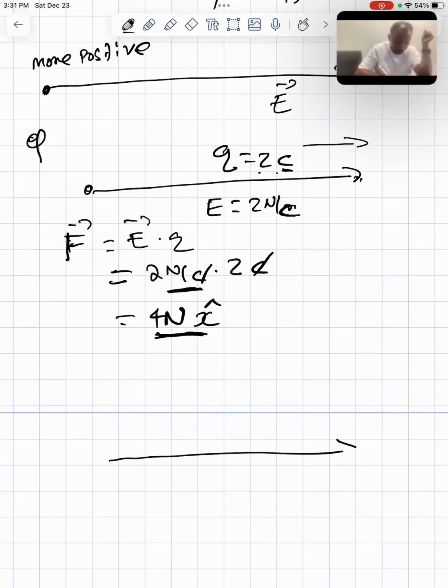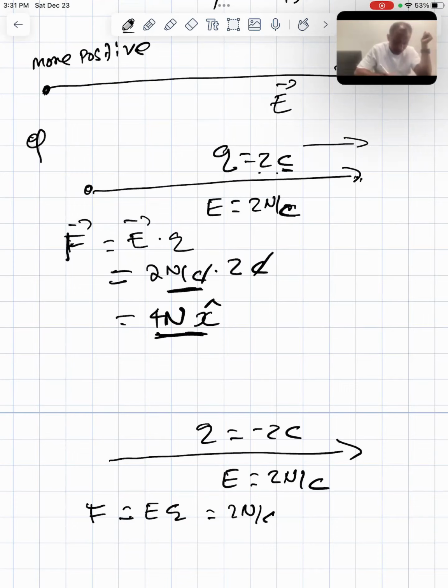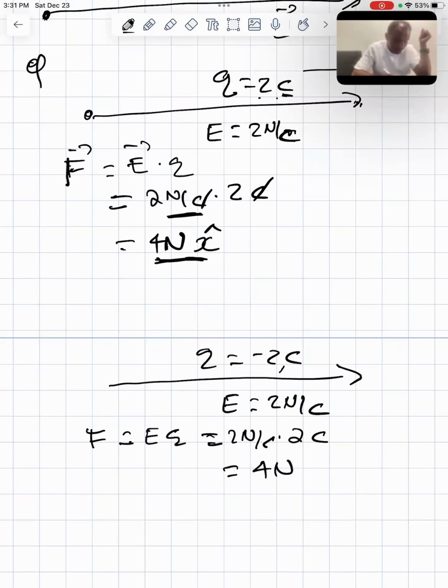Similarly, if I have an electric field of 2 newton per coulomb in the x direction, and I bring a charge which is minus 2 coulomb, the force is going to be E times Q. It's going to be 4 newton. But since my charge is negative, it doesn't like to go to the arrow. It likes to go to the left, so my force is negative 4 newton in the x direction.